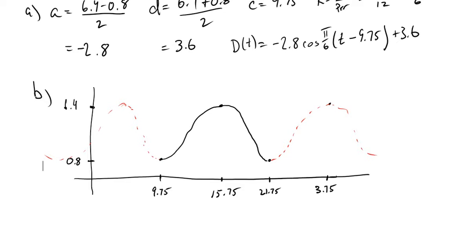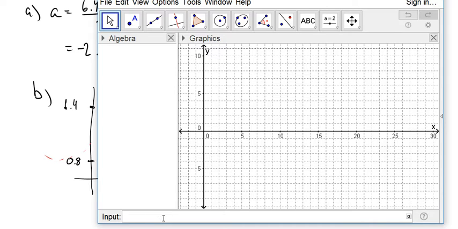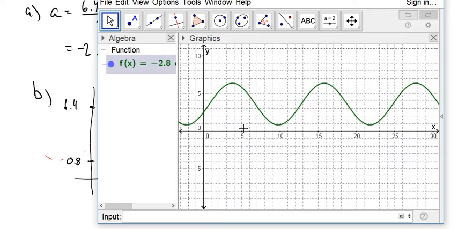Okay, now watch. So negative 2.8 cos bracket pi by 6, I think, right? Bracket x, I got to use x in the program, right? So we use t, but I'm going to use x minus 9.75 bracket plus 3.6. I think that's all right. Does that look about right?